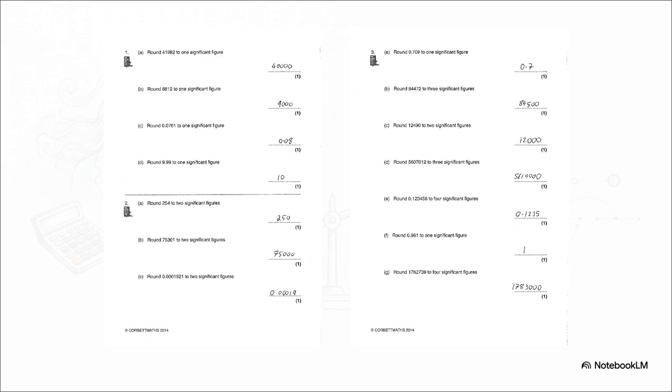Now let's take 84,472 and round it to 3 significant figures. The third significant figure is the 4 in the hundreds column. The decider digit right next to it is a 7, which means we have to round that 4 up to a 5, giving us a final answer of 84,500.